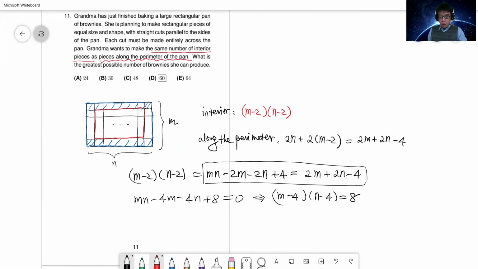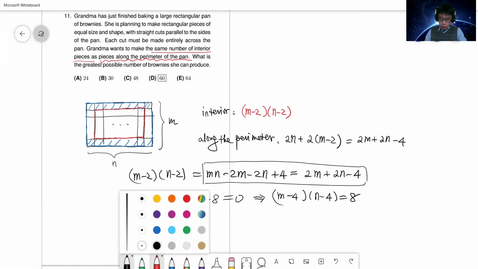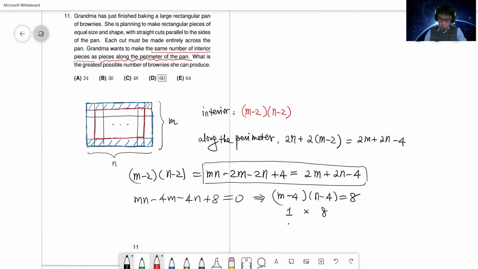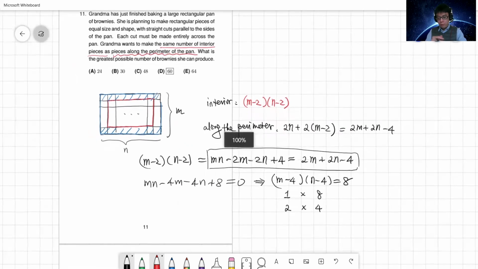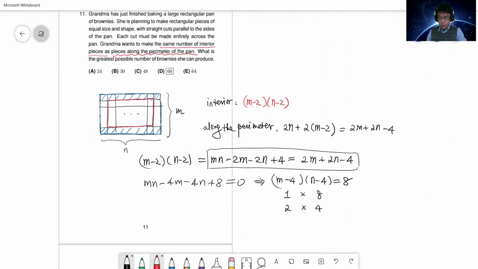So next we discuss how many ways to factor 8 into a product of two numbers. There are basically two cases. Let's assume m minus 4 is smaller. So it's 1 times 8, 2 times 4. So we only have these two cases. The next one would be 4 times 2, that's equivalent to 2 times 4. So if it's 1 times 8, we get m equals 5, n equals 12. The total number here is 5 times 12 equals 60. We have 60 pieces.